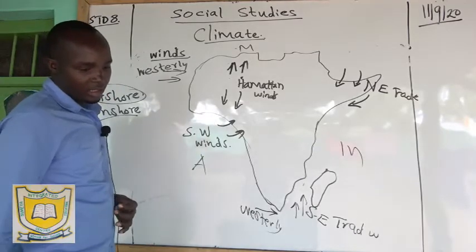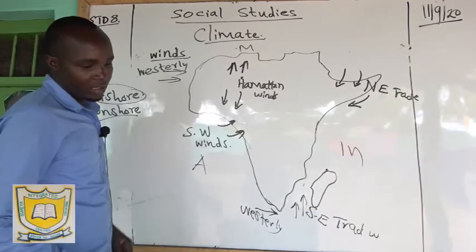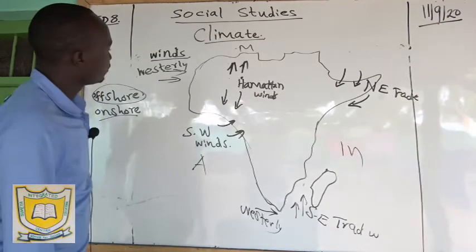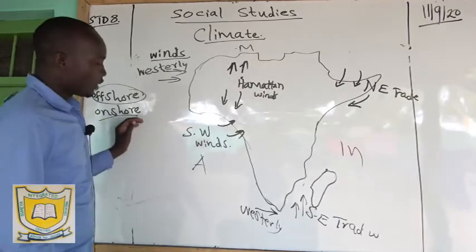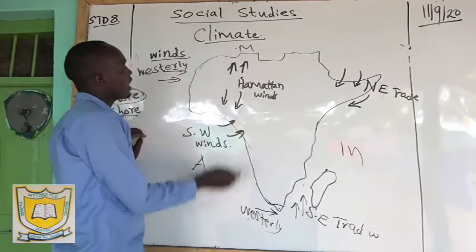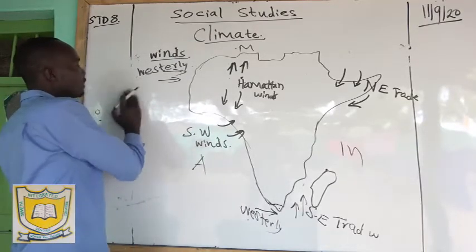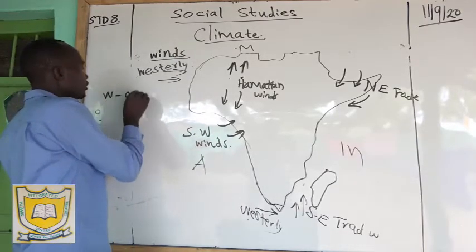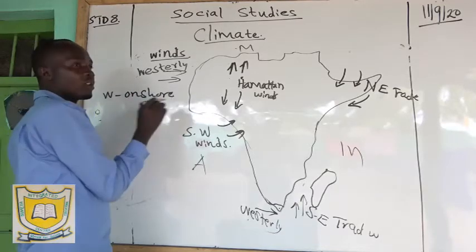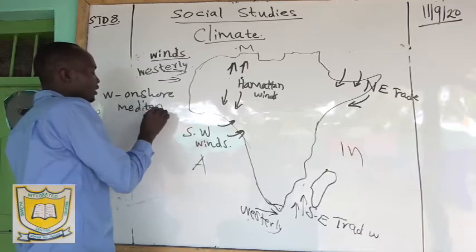Westerly winds, they are onshore winds. They bring winter rain to the Mediterranean region. Now, the Mediterranean region is found here. Westerly wind is here and here. So these are onshore winds, and they bring what we call Mediterranean rainfall.